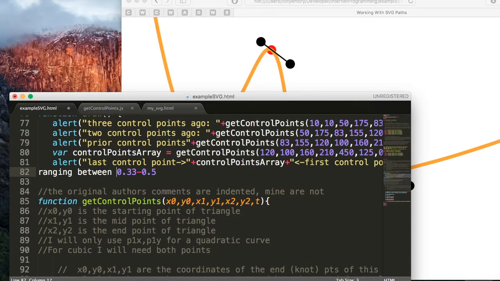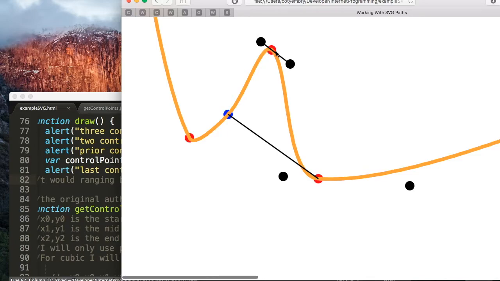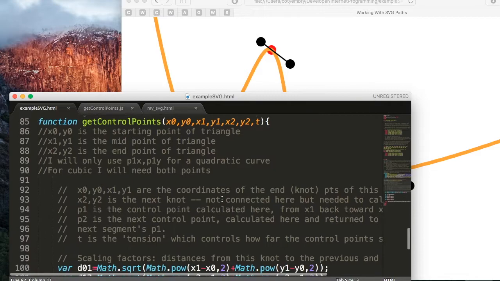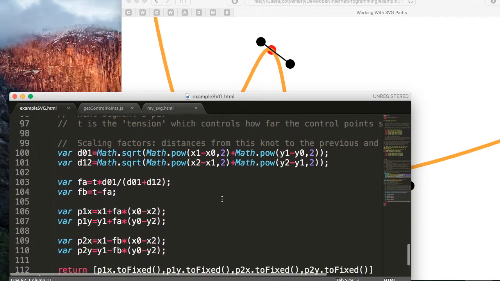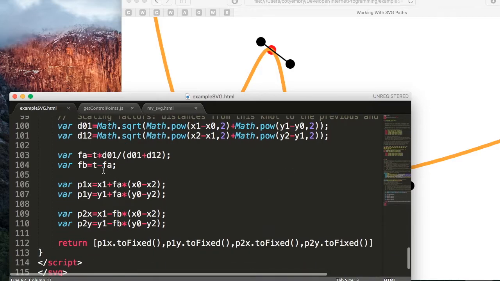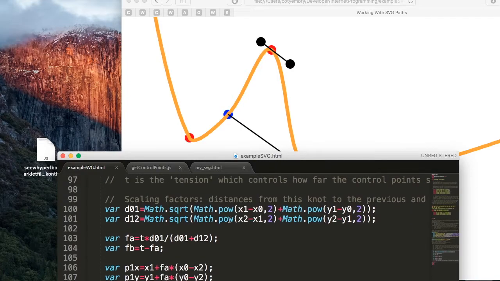It would range between those. T would range between that. And that's just how curvy you want the triangle to be, or the line. I don't know, it's getting to be hard to explain, but so yeah, what you would do is you would multiply. So you use this formula to get the D1 and then the D12 lines.